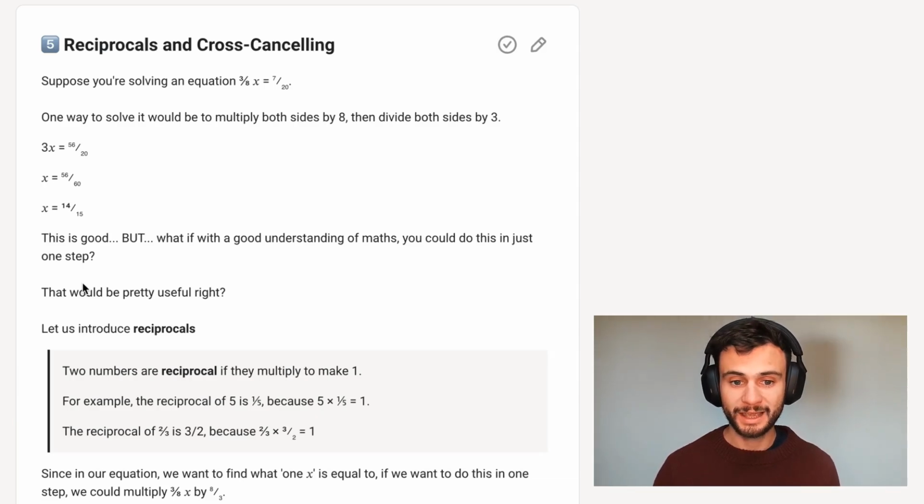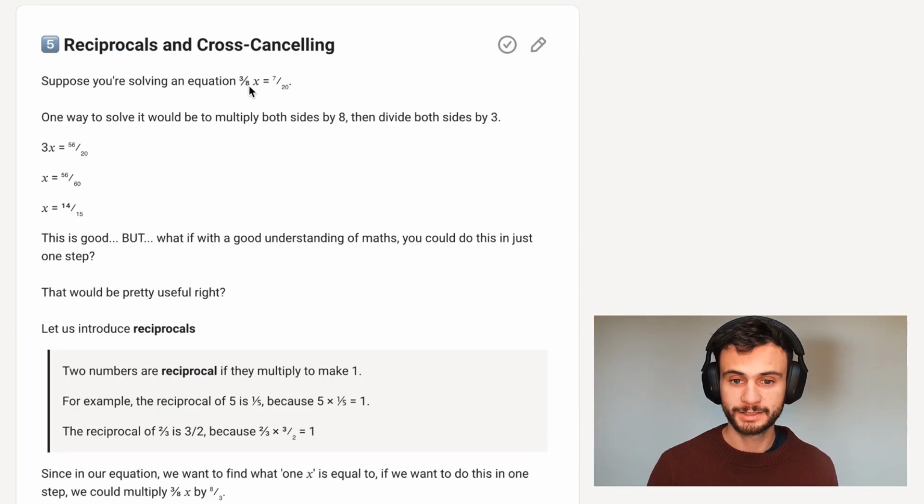One case where you may use it is, suppose you're solving the equation 3/8 x equals 7/20. I was doing this with a student the other day. There's a few more steps in this equation. This is what we ended up with, and they were stuck. They didn't know what to do next. So we went through a couple of ways to solve this.